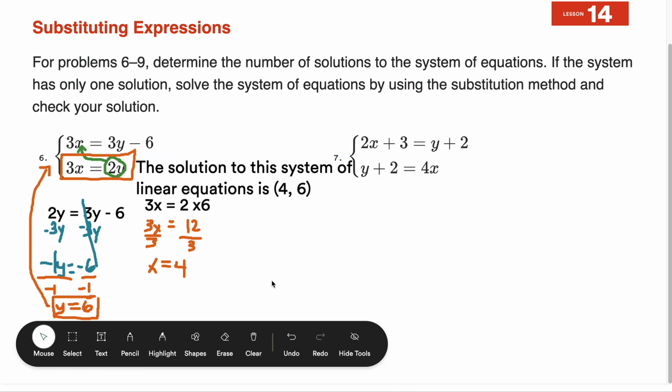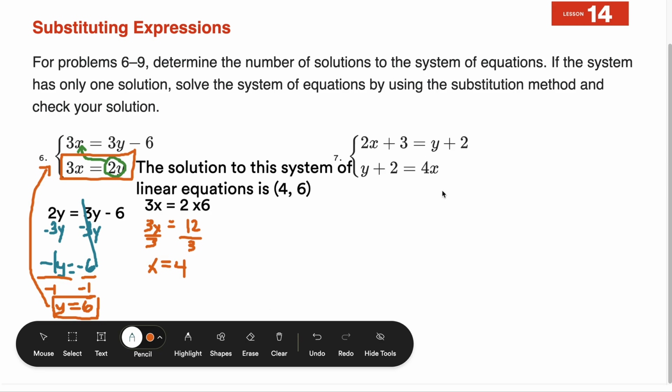So you can try out this problem. If it were me, I would look for things that I have in common. So here I have y plus 2 and y plus 2. So I could literally rewrite this, and instead of writing y plus 2 into the top equation, I could write 4x and end up getting x alone first. All right, try problem 7 out.